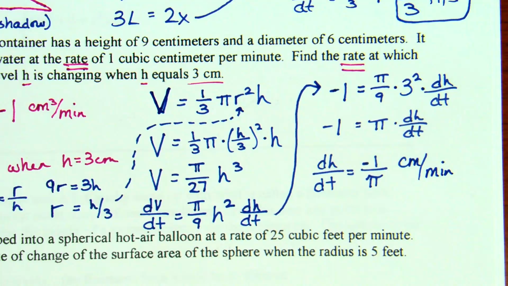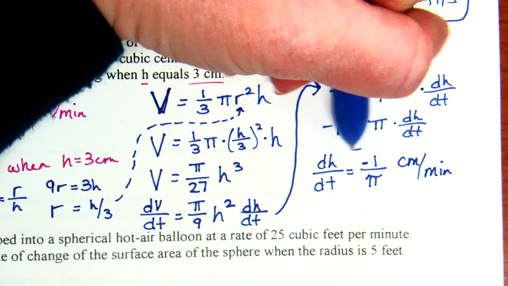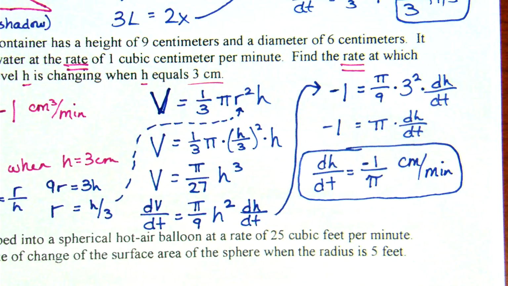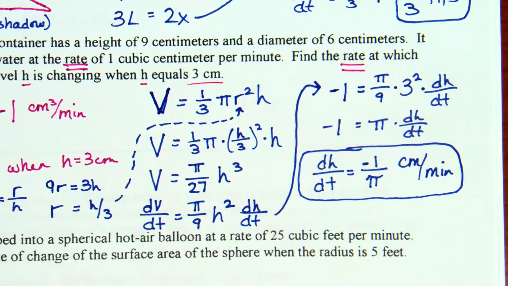You were almost there. You really were. And again, it's knowing that, okay, we were given cubic centimeters per minute, but that was for volume. We need height, so just forget the cube. Now, if it was the change in area, then we would have been talking centimeters squared per minute.